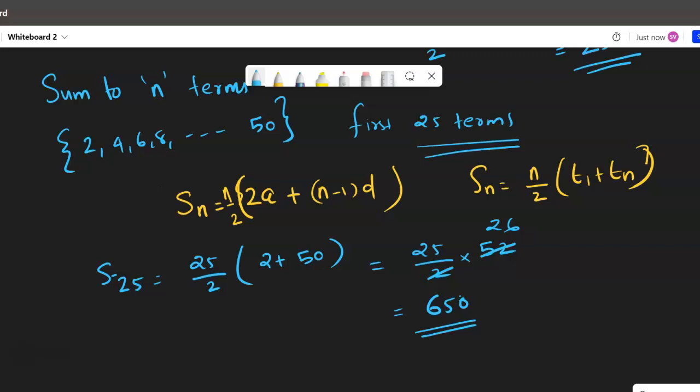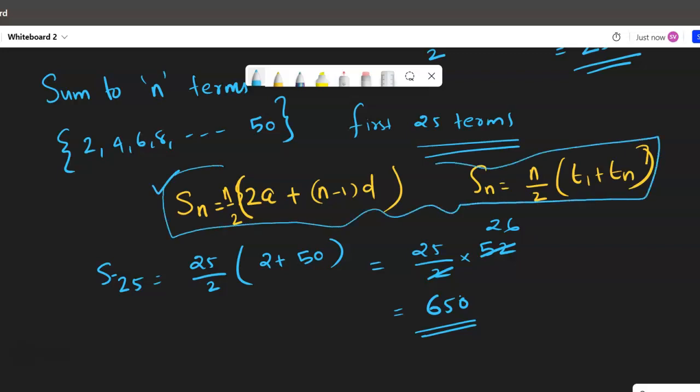Suppose you don't know the last term of the sequence, how will you do this? Just find the number of terms. We know the number of terms, the first 25 terms, and you have the first term, and you have to find the common difference. Use the common difference here and use this equation to find the answer for this kind of problem. So these are the basic things you need to learn before you approach the arithmetic sequence in this sequence and series concept.